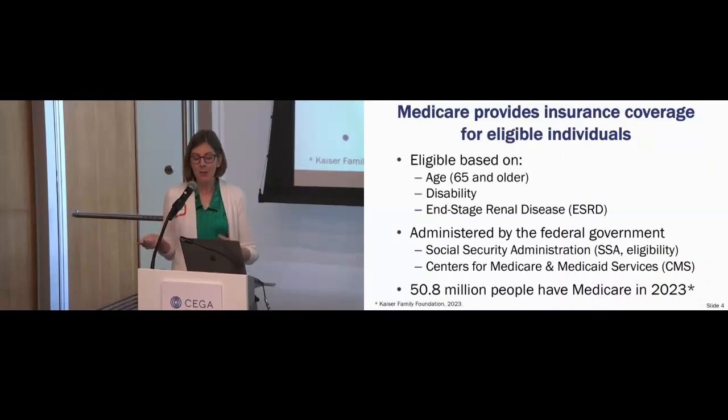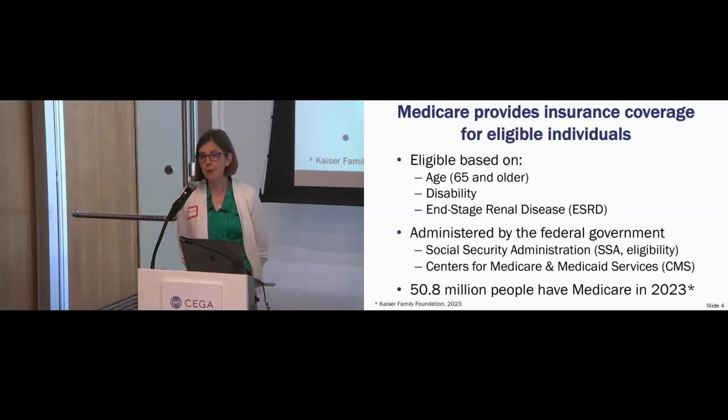So Medicare provides insurance coverage for eligible individuals who fall into a few different categories. You can be eligible for Medicare based on your age, those who are 65 or older, disability if you're under age 65, and then some specific condition-specific eligibility requirements. So for example, end-stage renal disease or ESRD, and then those who have amyotrophic lateral sclerosis or ALS, which is sometimes called Lou Gehrig's disease. Those people are also eligible for Medicare.